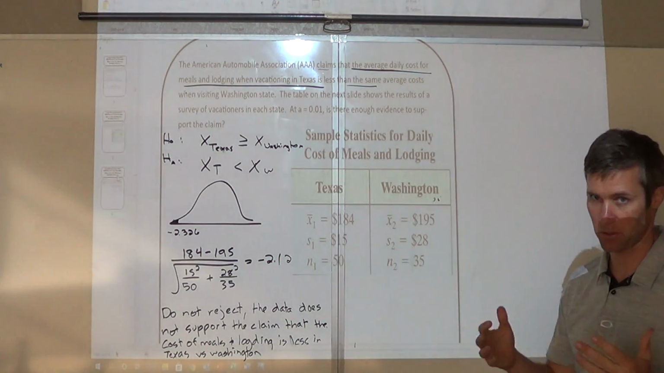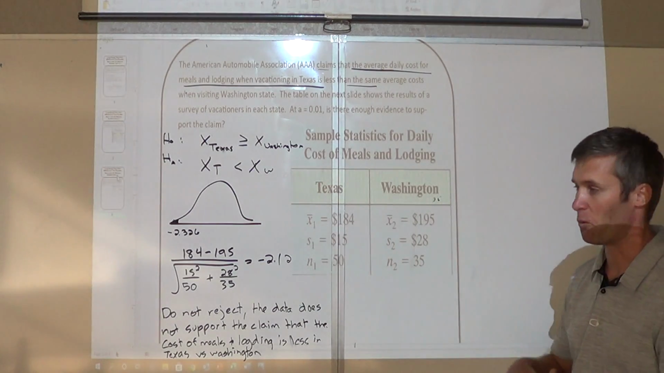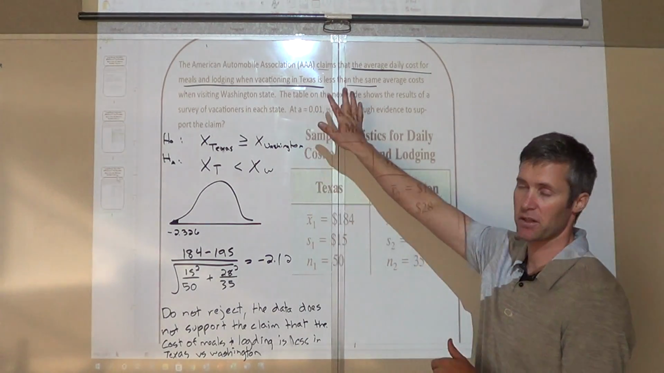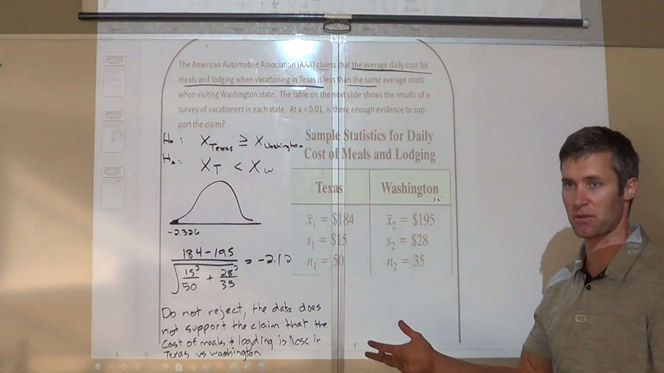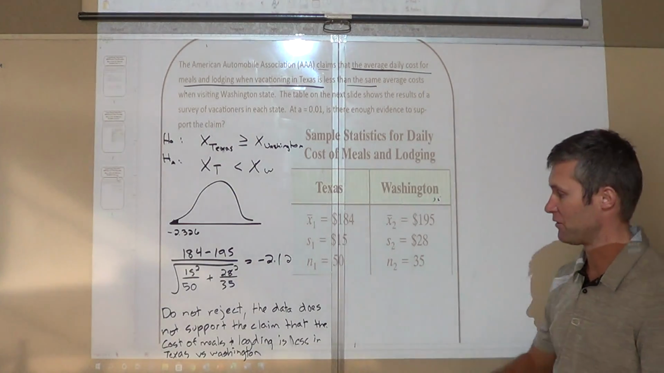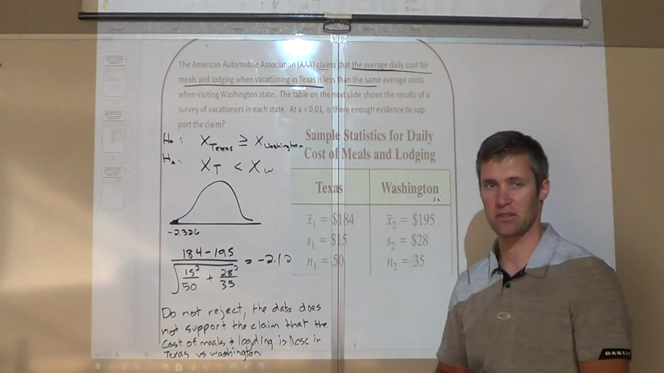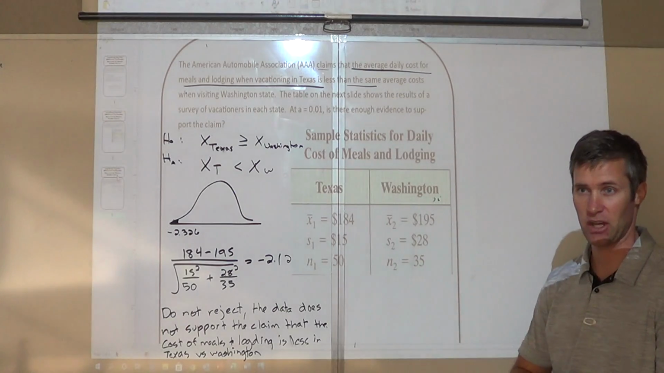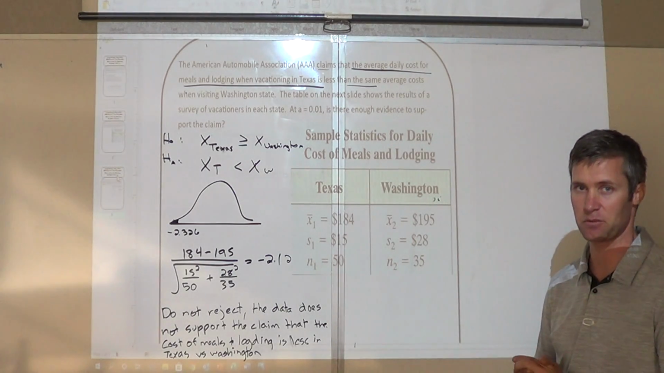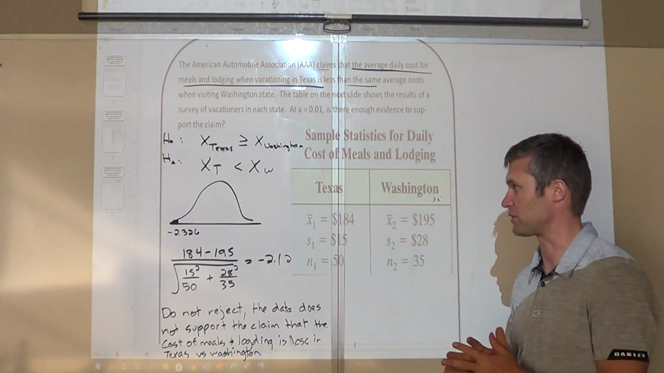And then the most important part is, what does it say about the claim? Whatever claim is being said, does it support the claim? Does it not support the claim? Remember, do not reject means there's not a significant difference. Rejecting means there is a significant difference between those two averages as we work through it.